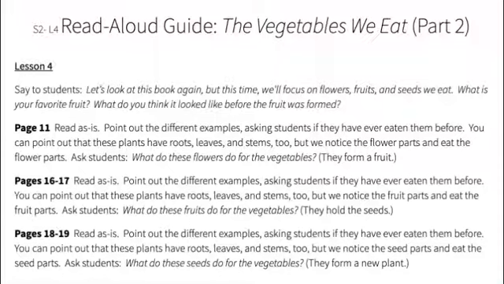Alternatively, read the remaining parts of The Vegetables We Eat. See Teacher page 11 for a read-aloud guide. In addition to defining the plant parts, students should also come to the conclusion that the word vegetable is a cooking or culinary term, not a scientific term. A vegetable may actually be a fruit, root, stem, or leaf.